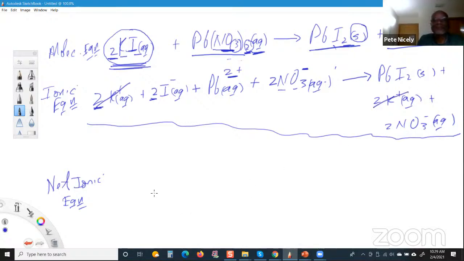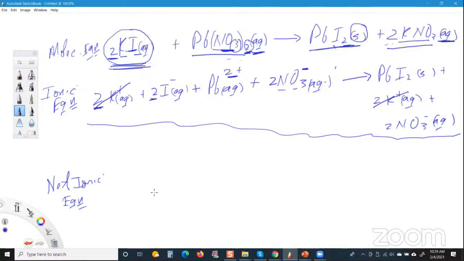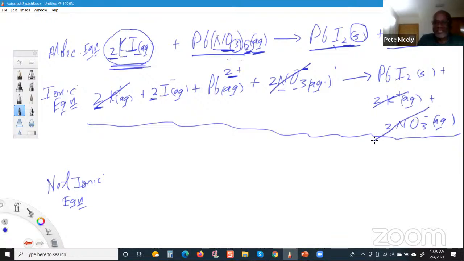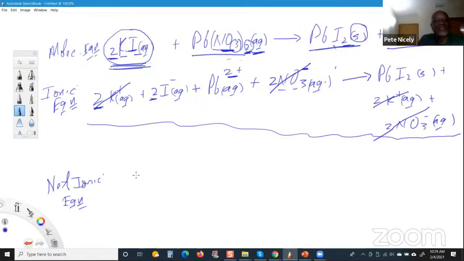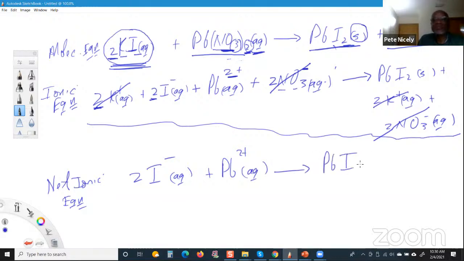Anything else? The 2NO3 minus aqueous. Nitrates, right, 2 nitrates here and here, exactly. And there's nothing else that can be canceled out. So the final equation, the net ionic equation, is going to be 2I minus aqueous plus Pb 2 plus aqueous to give PbI2 solid. And that would be the net ionic equation for a precipitation reaction such as this.